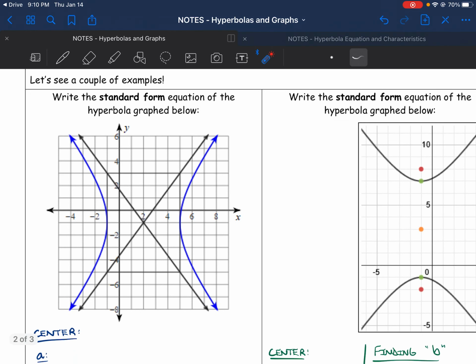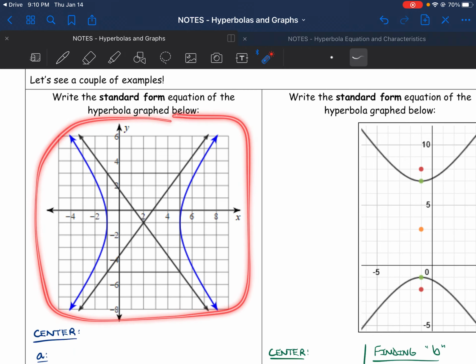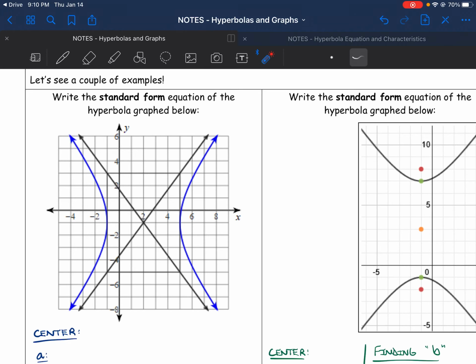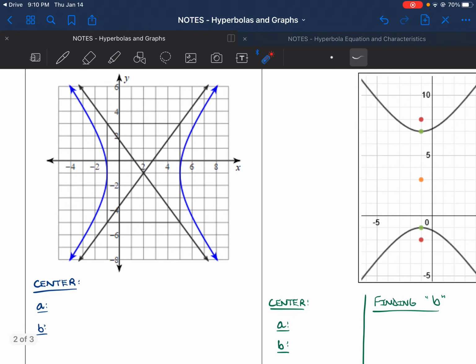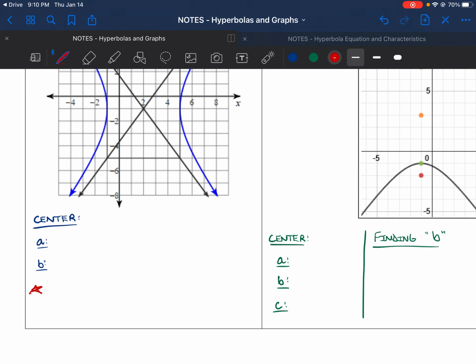So let's look at our first example. We can see that in this hyperbola on the left, this is definitely a left-right opening hyperbola. So I'm going to take note of that. This is left-right opening.